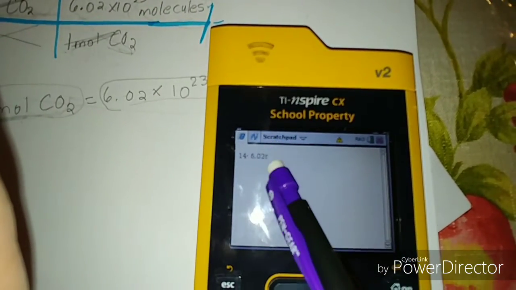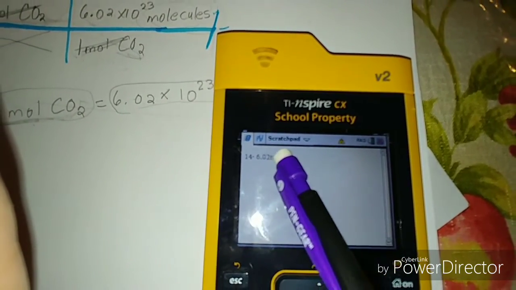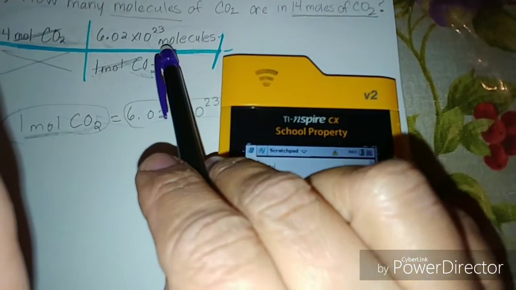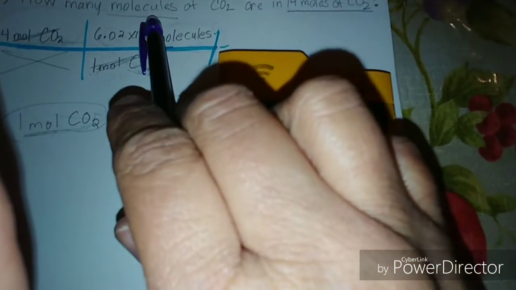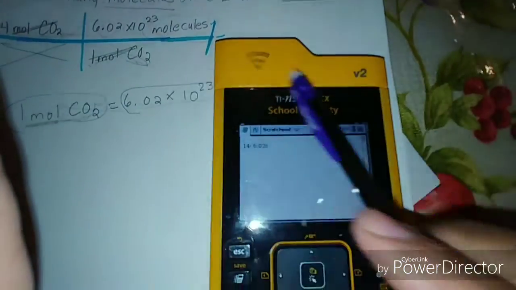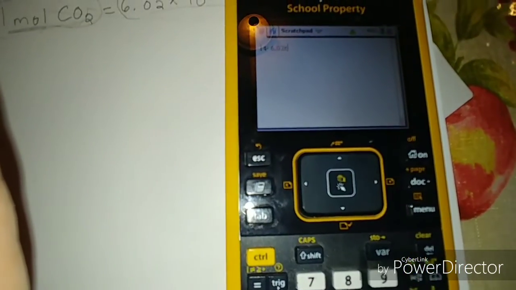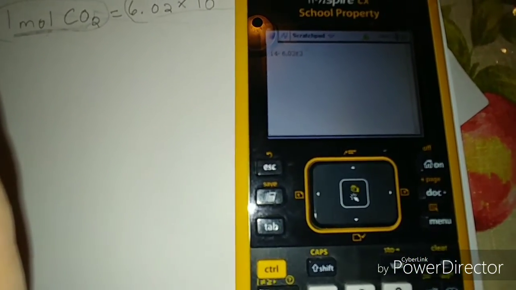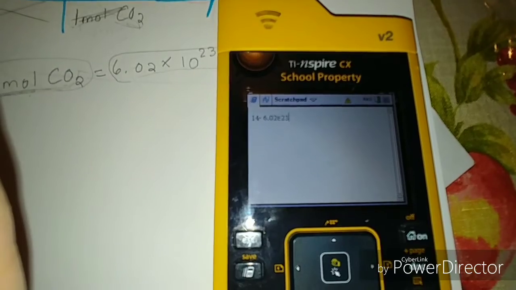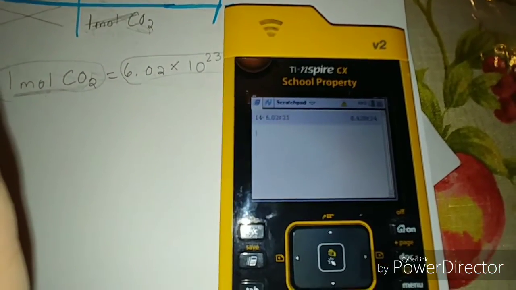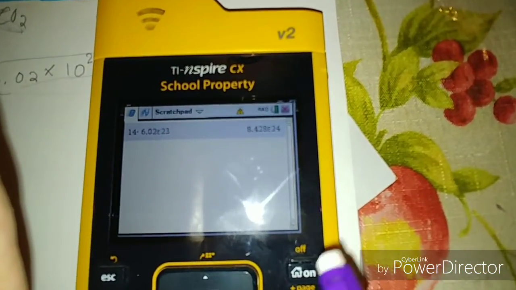And so when we look at the screen, it gives us an E. So that E means times 10. And then we have to now put what's left over, which is a 23, which is an exponential value. So 23. Okay, once you do that, you can go ahead and click enter. And this is what you get.